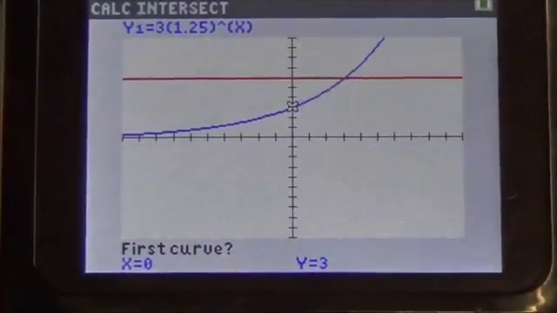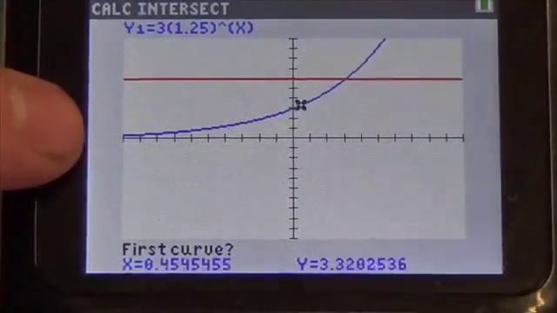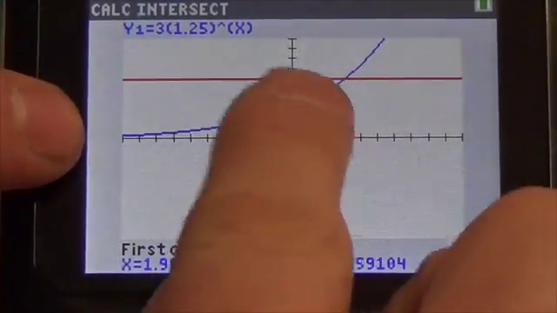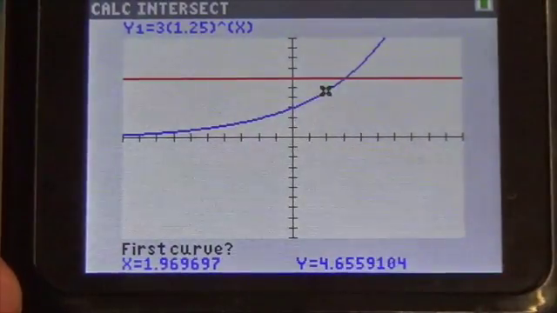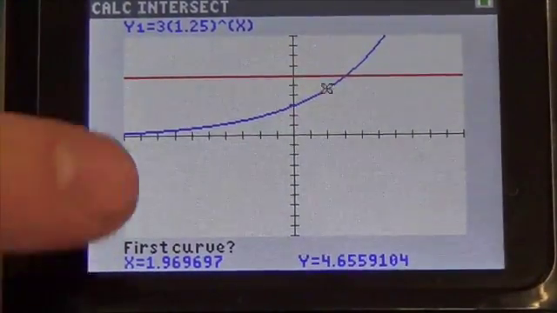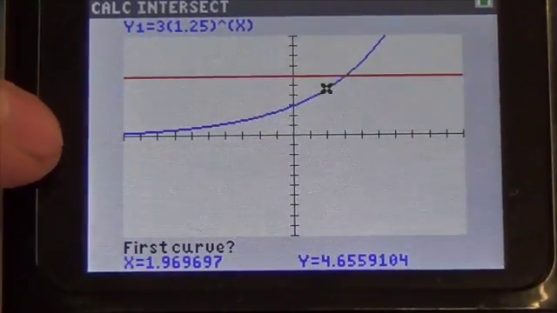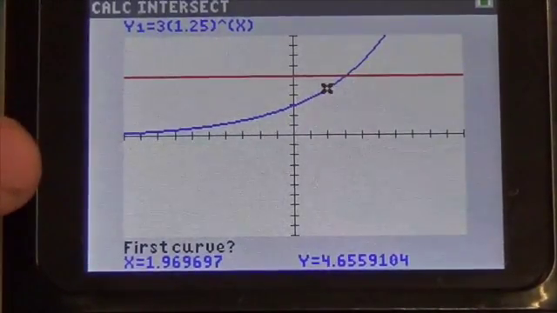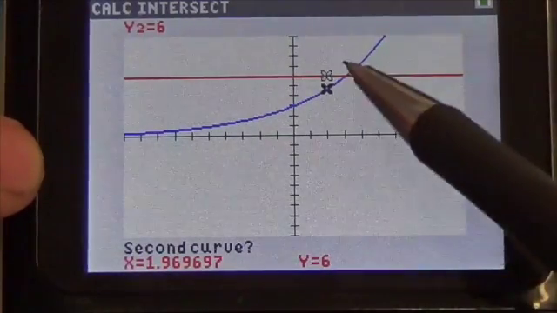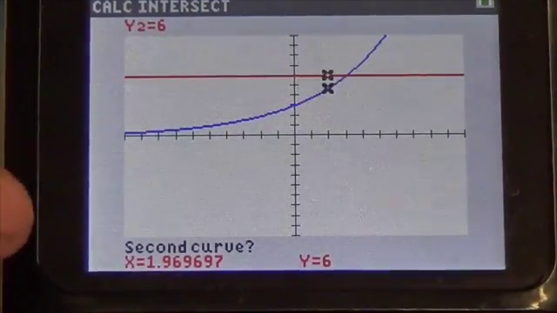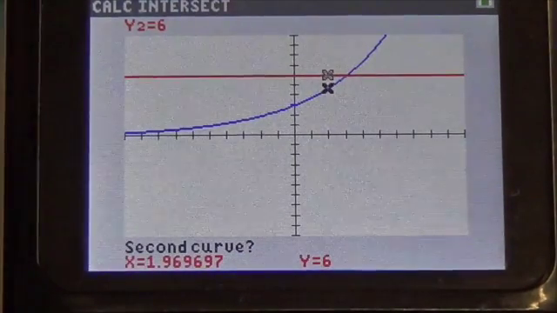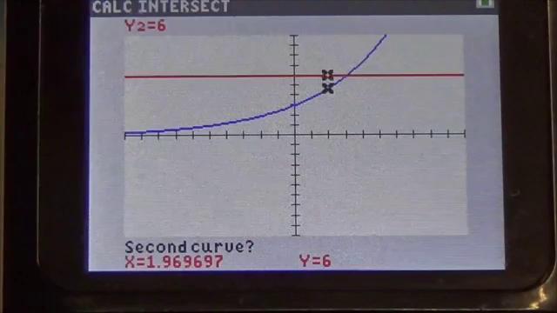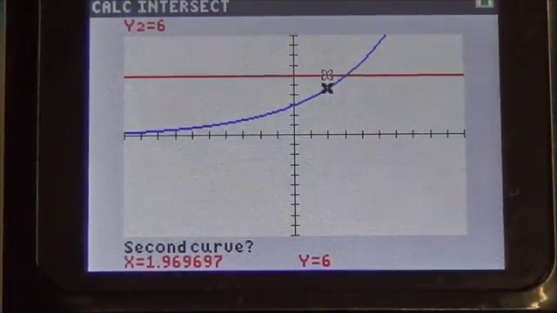Now the questions the calculator asks you are fairly straightforward. First of all, move the cursor relatively close to that point of intersection. I'm not going to go right on top of it because I want you to see what the calculator does. The calculator is asking, is this the first curve? Yes, it is, so press enter. It jumps to the next curve it has in its memory and asks, is this the second curve? The reason it asks is that you could have 10 different graphs plotted, and it needs you to identify the two you're looking for the intersection point on.